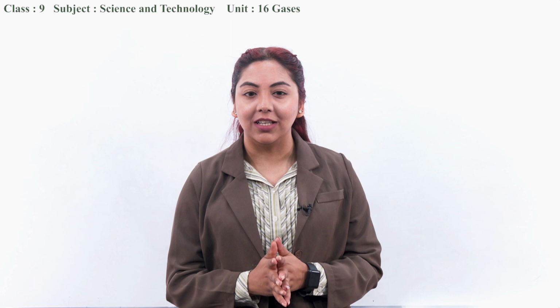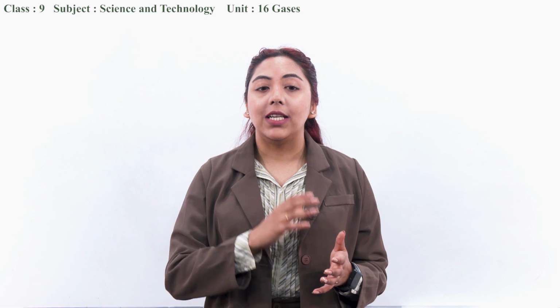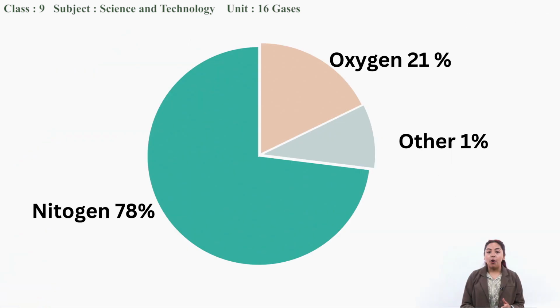Today in this class, we will be studying the subject Science and Technology of Class 9, Unit 16, Chapter Gases. So, gases. We are covered by a sea of gases. That is, the Earth is entirely covered by an atmosphere that contains many gases. And among all those atmospheric gases, nitrogen is found in the highest amount, followed by oxygen.